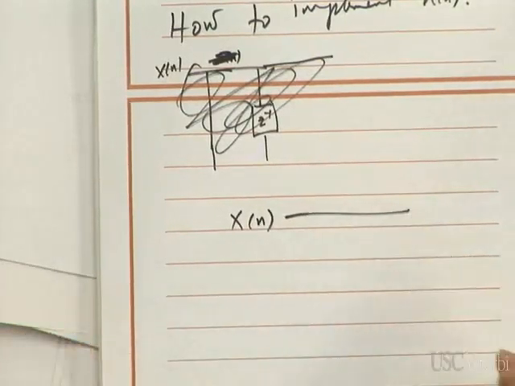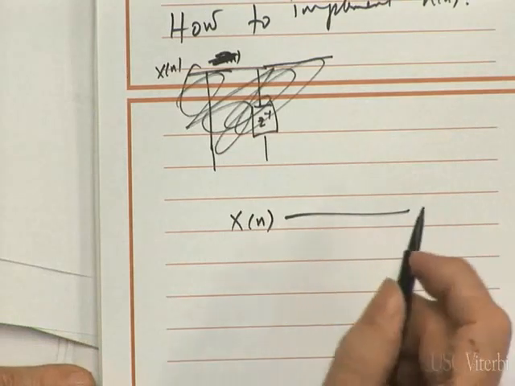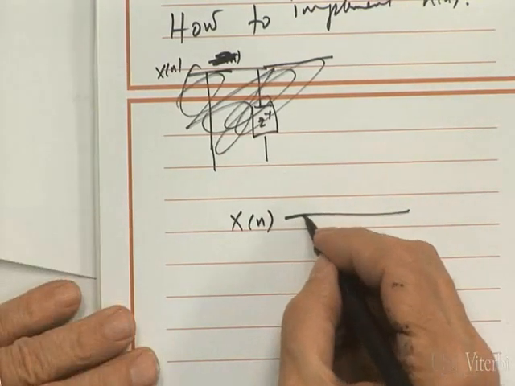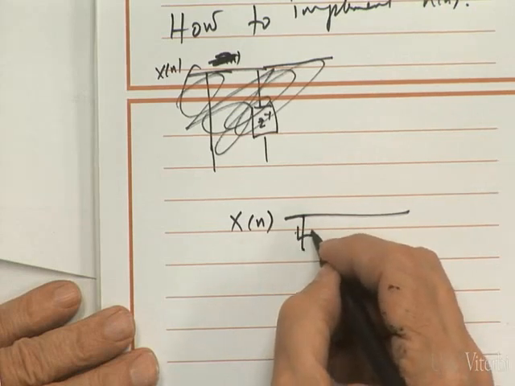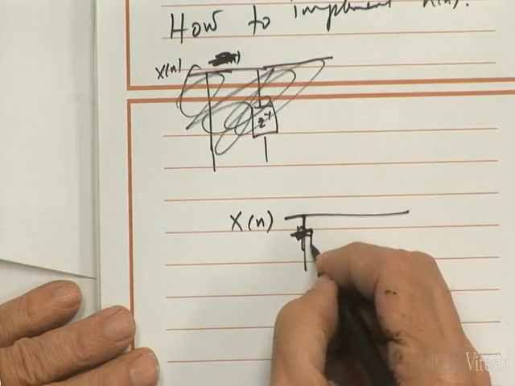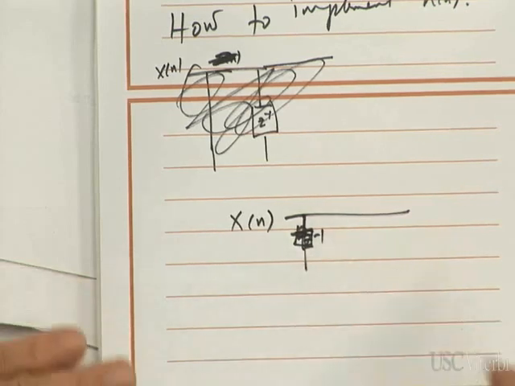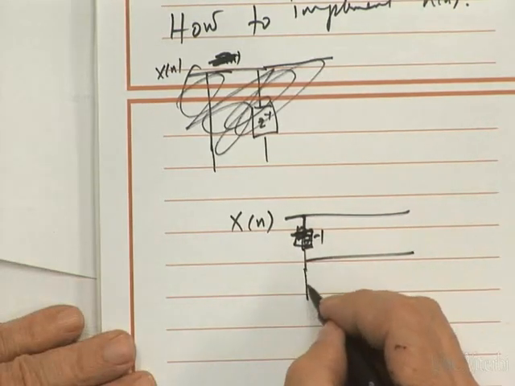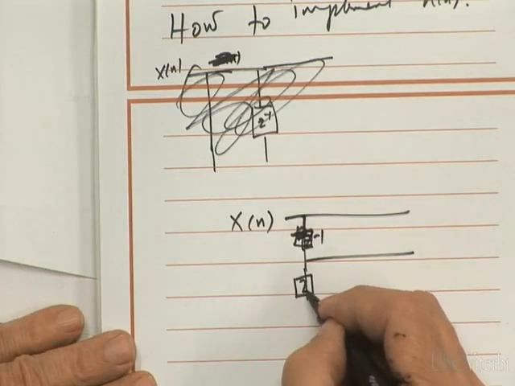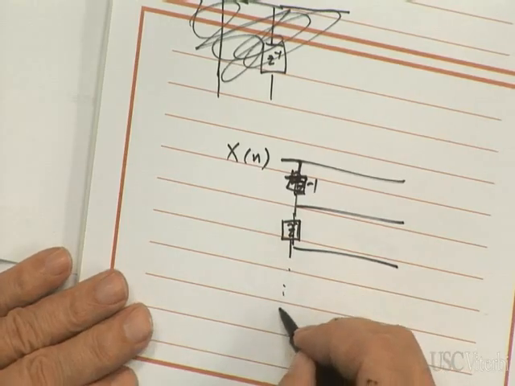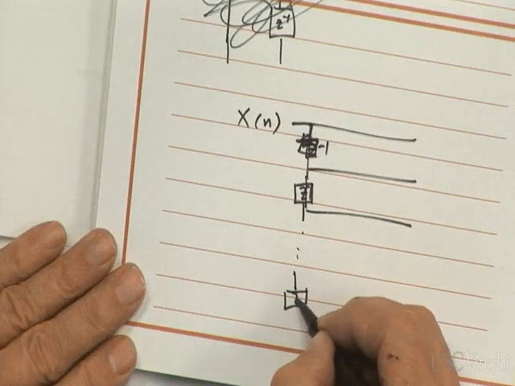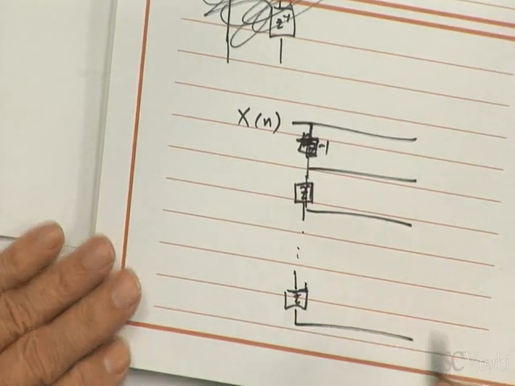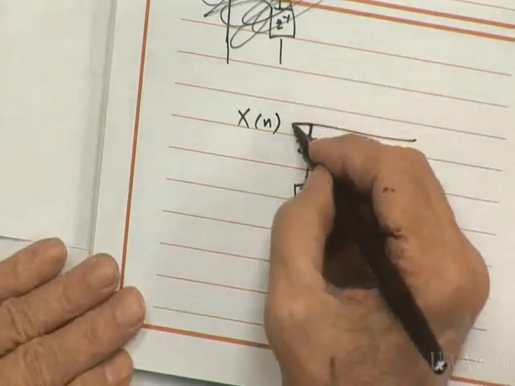So we'll take x of n, and we will split this and take this into a one sample delay on this path, tap that off, do another one sample delay, tap that off, and keep going down till we get to m plus one of these one sample delays, e to the minus 1, and then tap that off. So this is x of n.